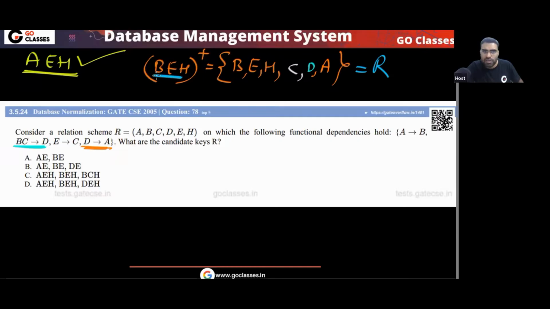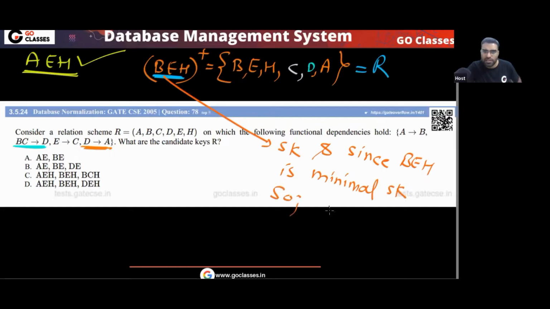So this is a super key. Correct? And since this is minimal, this BEH is a minimal super key. So what can I say? This is a candidate key. So this BEH is a candidate key.